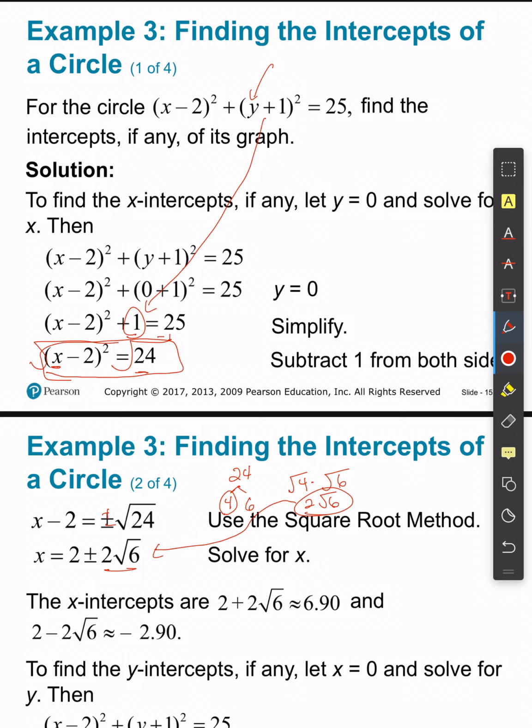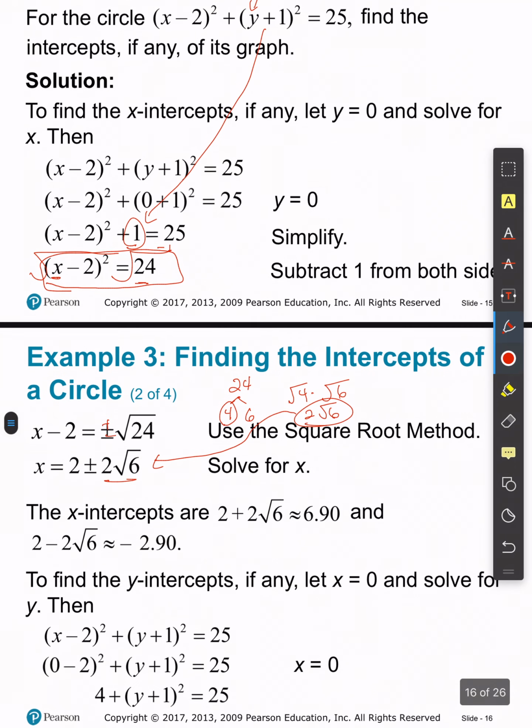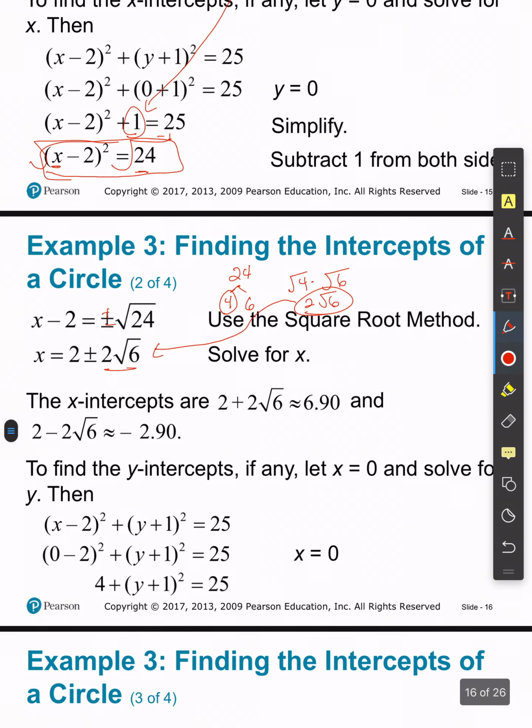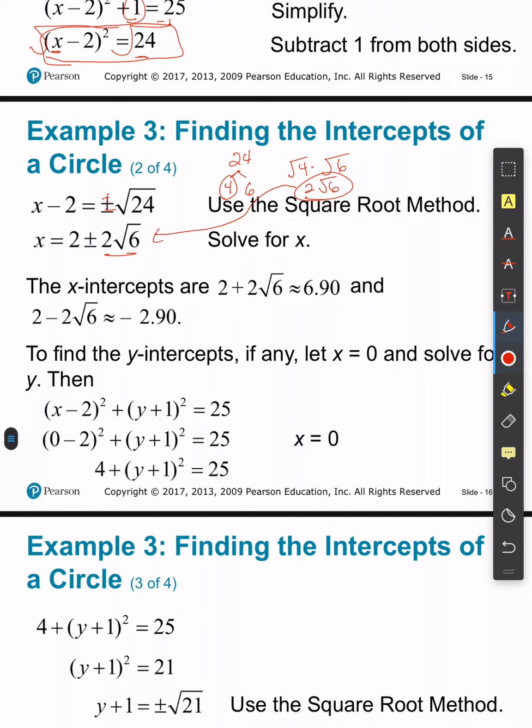Perfect. So we have 2 plus or minus 2 square root of 6. That is for the x-intercepts. Now if we want to find the y-intercepts, we're going to have to plug a 0 in for x. So the same method. Now we're plugging 0 in for x.